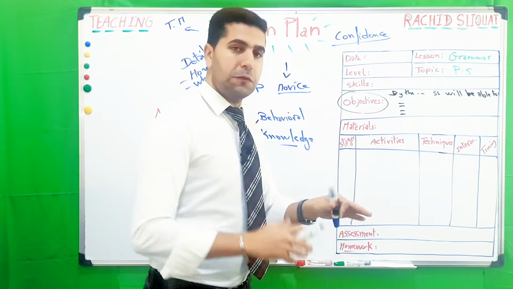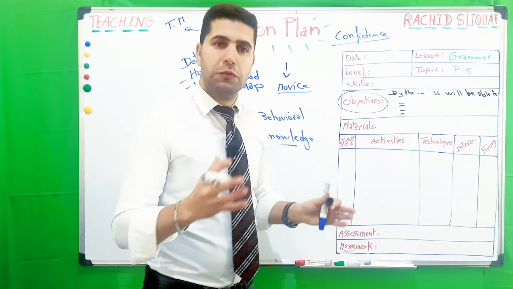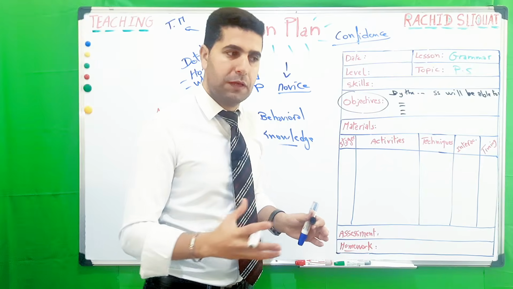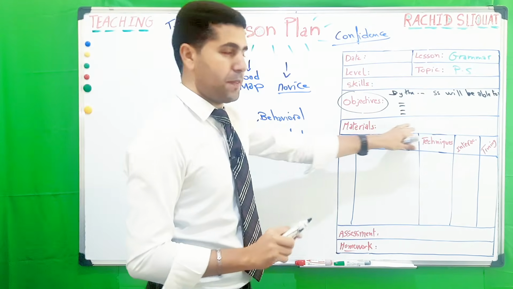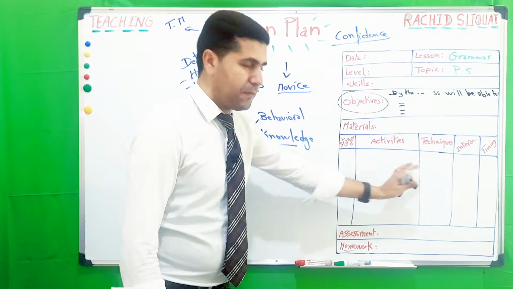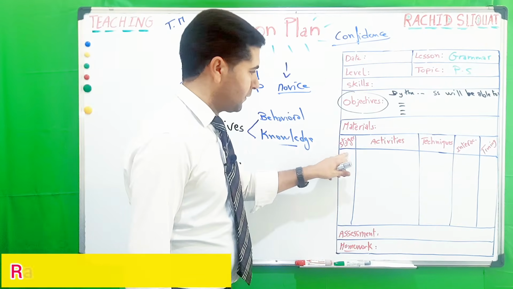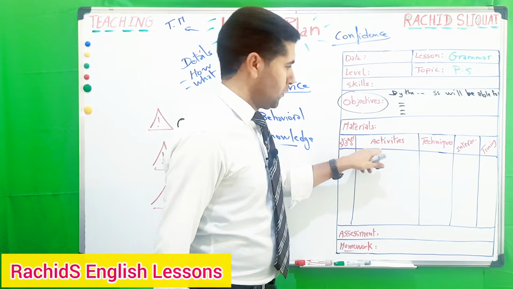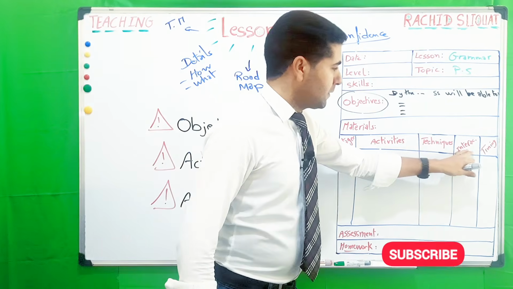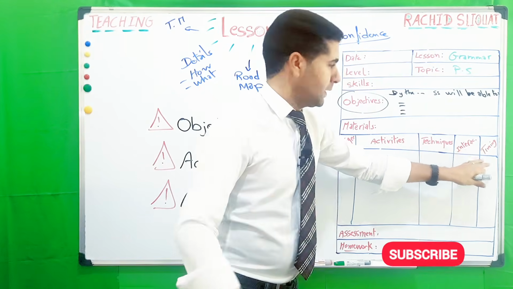Now, for materials, what are the materials you are going to use? Realia, pictures, a textbook, worksheet, data show, etc. You write them here, okay? Here, it's a very important part. So as you can see, we have stages, we have activities. Sometimes you might find content, which is also correct. Techniques and interaction or mode of work, and timing.